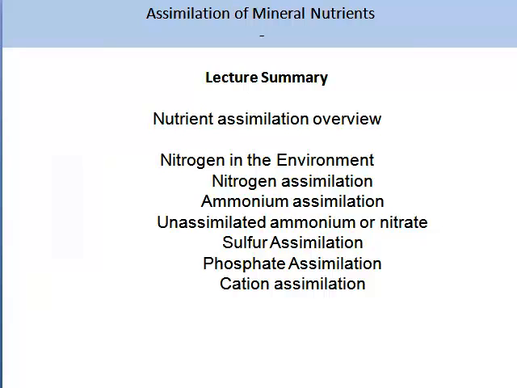This brings us to the end of part 2 of the lecture on assimilation of mineral nutrients. In this lecture, I hope you now have an understanding of nutrient assimilation. I hope you can give detailed examples of nitrogen, ammonia, sulfur, phosphate and cation assimilation. I hope you can understand nitrogen in the environment and the role and the complexities that it plays. We also touched on the components of assimilated ammonium or nitrate and the impacts that may have on plants and the mechanisms they use to deal with this.